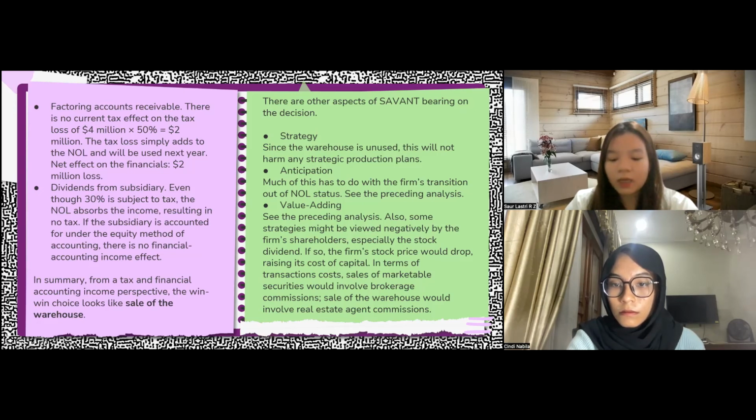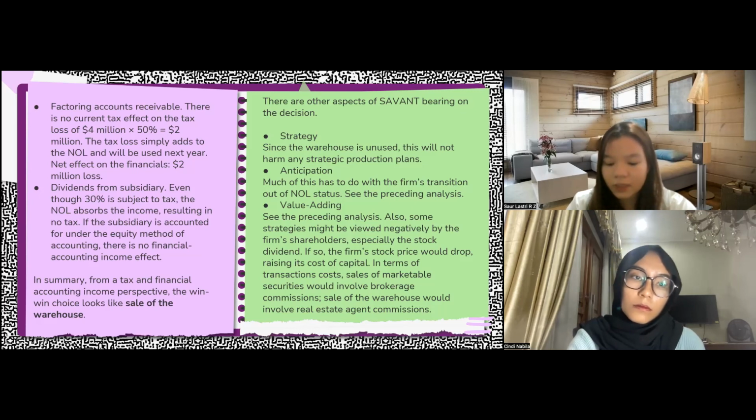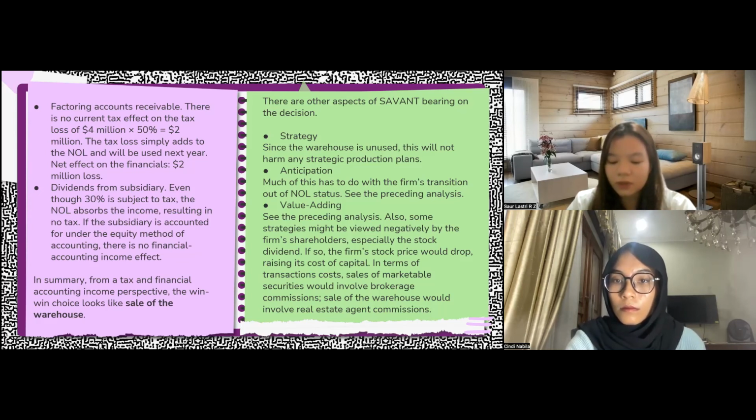After this, there are other aspects of tax bearing on the decision. The first is strategy. Since the warehouse is unused, this will not harm any strategic production plans. And for the anticipation, much of this has to do with the firm's transition out of NOL status. And the value adding: some strategies might be viewed negatively by the firm's shareholders, especially the stock dividend. If so, the firm's stock price will drop, raising its cost of capital.